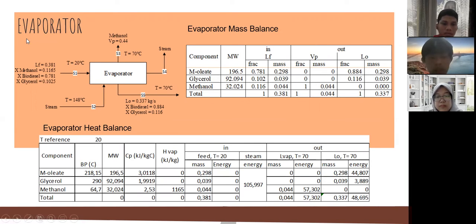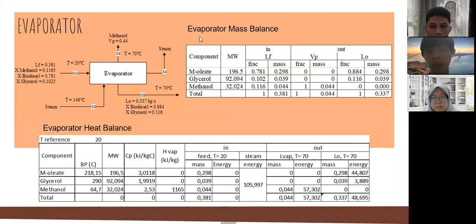Okay, the next separator unit is the evaporator that we use before entering the membrane process. So the function of the evaporator is to evaporate the methanol contained in the feed flow. So the feed entering the evaporator uses steam to raise the temperature of the methanol until its boiling point. So the methanol becomes vapor and is separated from the feed.